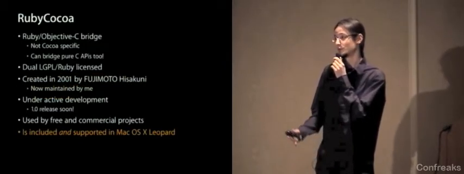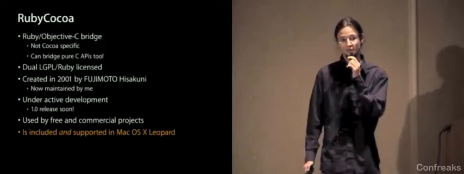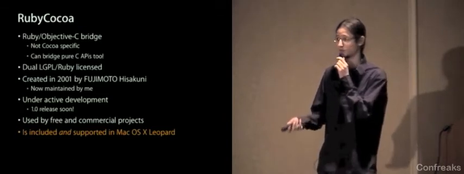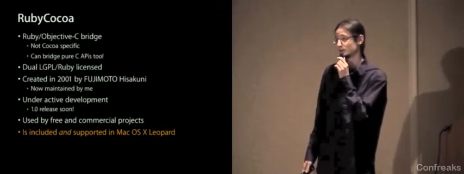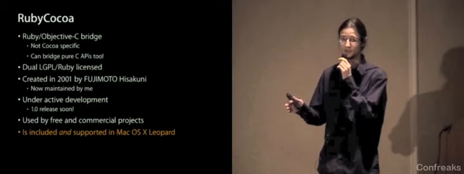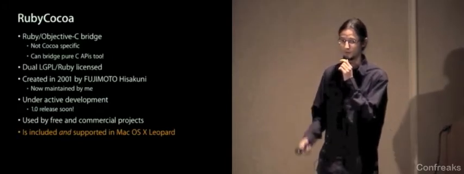RubyCocoa is a bridge from Ruby to Objective-C. And it's not Cocoa specific because you can access every Objective-C code using RubyCocoa. And it's not only Objective-C also because you can bridge C APIs using RubyCocoa. And I'm going to discuss this more after.